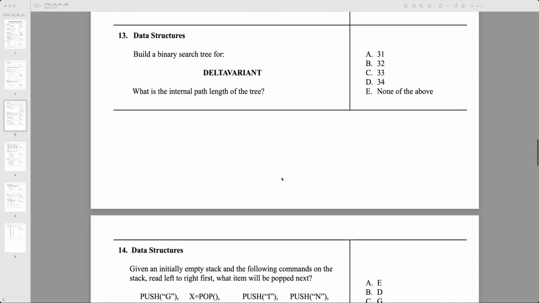We're going to move on to data structures. And it says here, what is the internal path length of the binary search tree of DELTA? Before you start any binary search tree, first step, in the corner, write the entire alphabet: A, B, C, D, E. It's going to be helpful. Trust me on that.